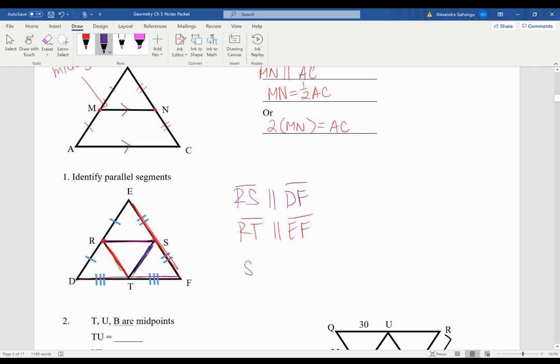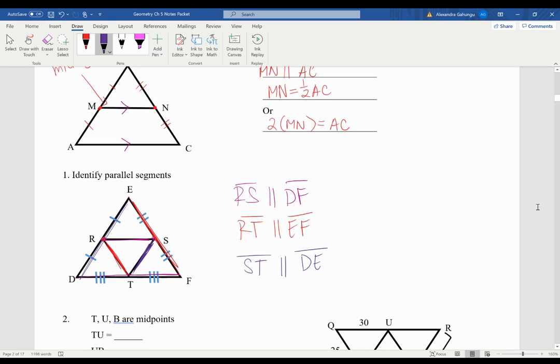And lastly, ST is going to be parallel to our third side, DE. So first we're identifying our parallel segments, and that's actually going to help us decide which sides are half or double, which sides are double our mid-segment.